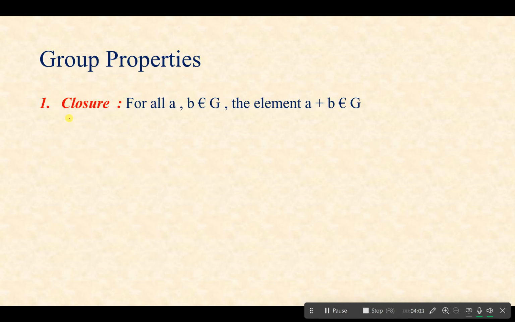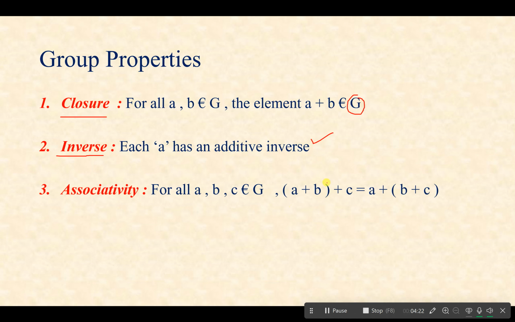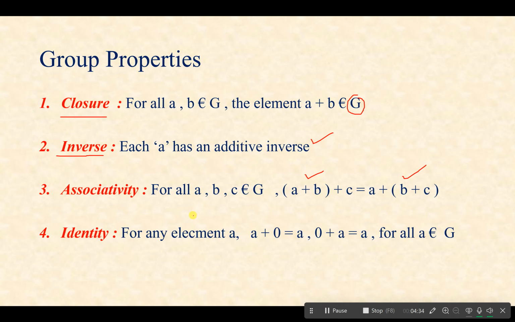First axiom is closure. That means if you add any two numbers, the resultant number should also belong to that group. Inverse means any number, if you add it to the inverse of that number, you should get 0. We'll see all these things in the example. Associativity means if you change the order of the operation, the result should not change. As you can see, first we are adding A plus B, then we are adding B plus C here. This should not change the result. Then there should also be an identity element, like if you add that element to 0, you should get back the same element. As you can see, A plus 0 is equal to A, 0 plus A is equal to A.